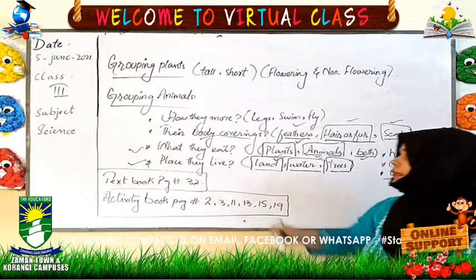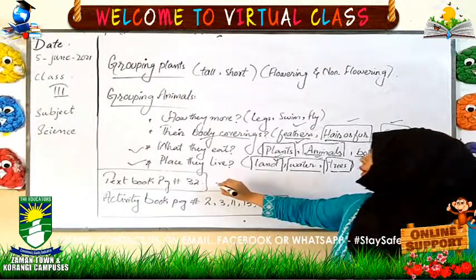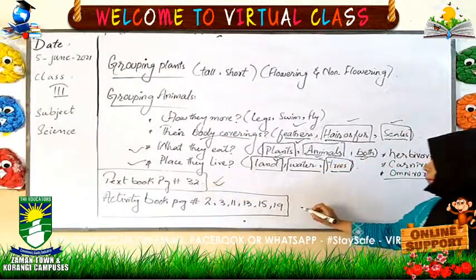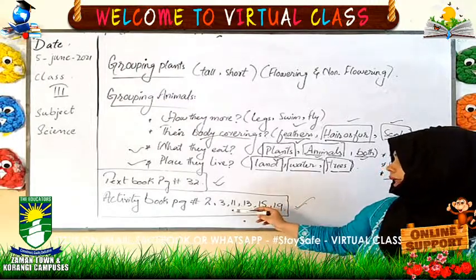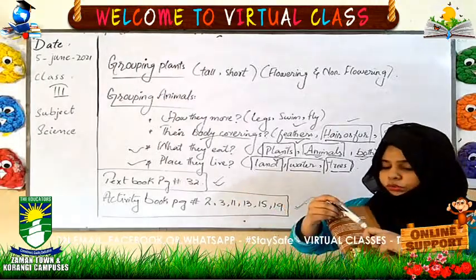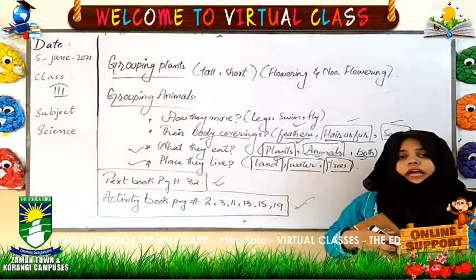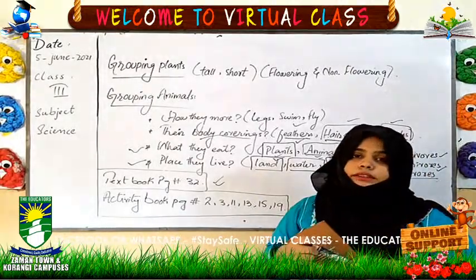And we have done page number 32 in our textbook, and activity book pages 19, 15, 13, 11, 3 and 2. So we have completed this chapter. In the copy we have done question answers.